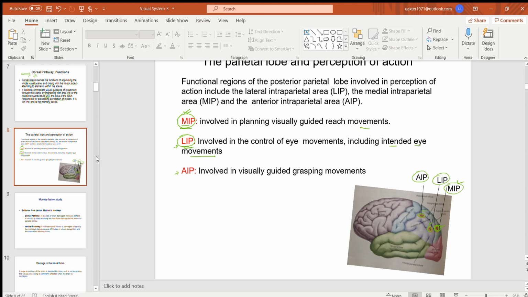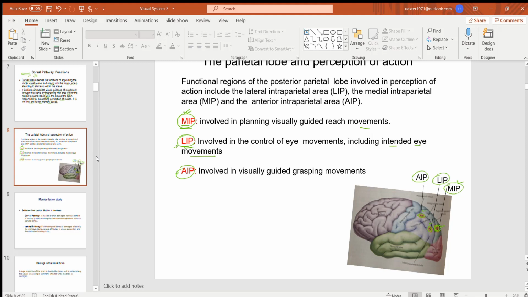Now AIP is involved in visually guided grasping movement. Okay, so after you move your hand, then the final action is grasping.